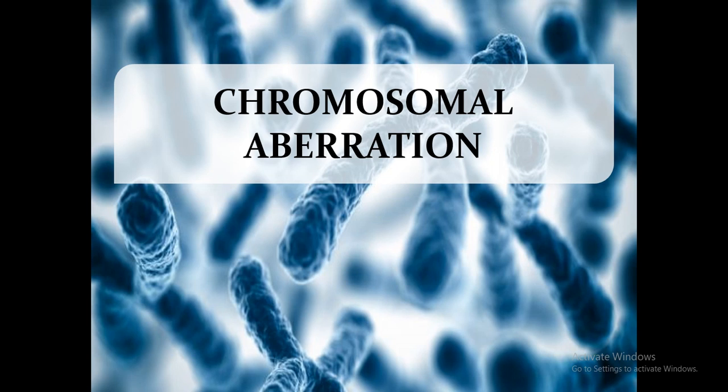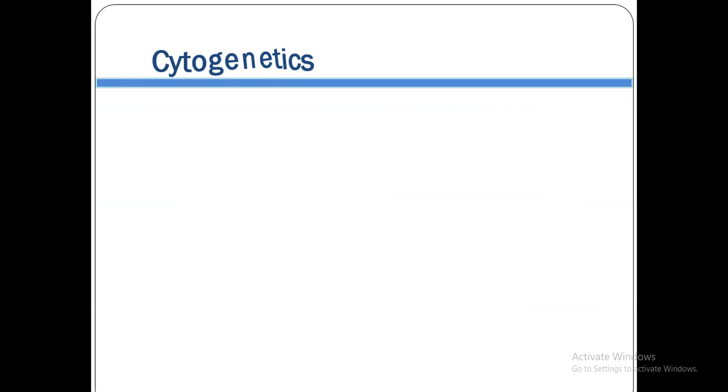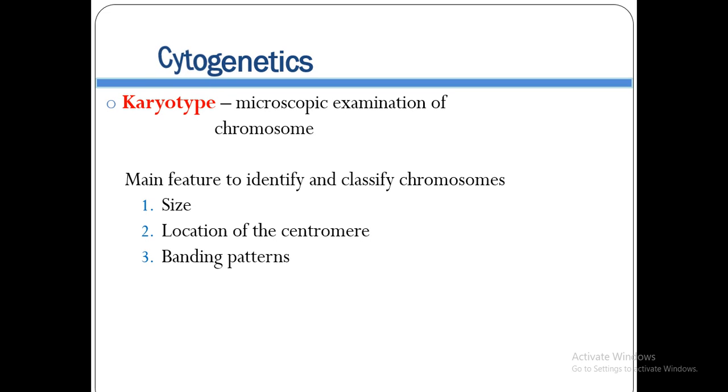For the chromosomal aberrations, it is actually a part of cytogenetics. This is a genetics that is more or less focusing on the cells. And since chromosomes are found in the cells, it's under the field of cytogenetics. Specifically, when you are going to study chromosomes, you are actually practicing karyotyping. Karyotype is a microscopic examination of the chromosomes.